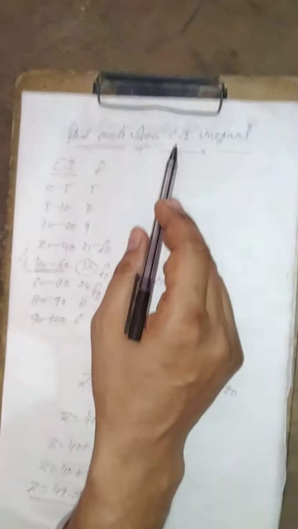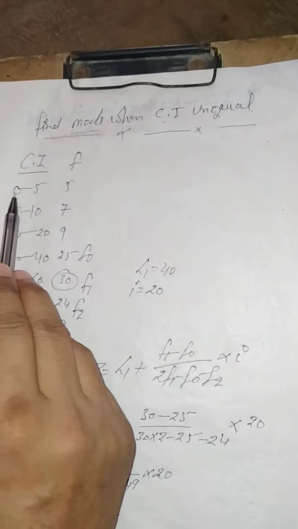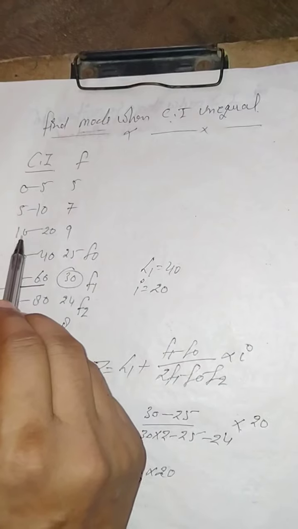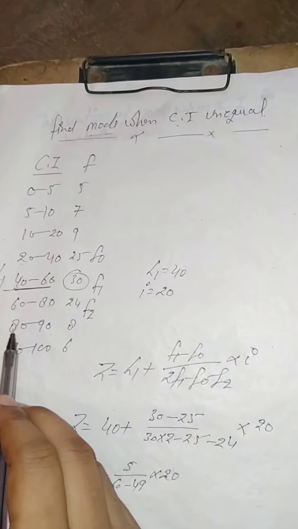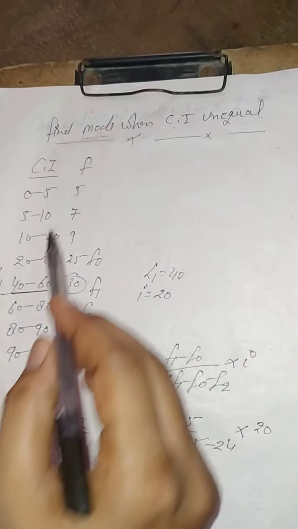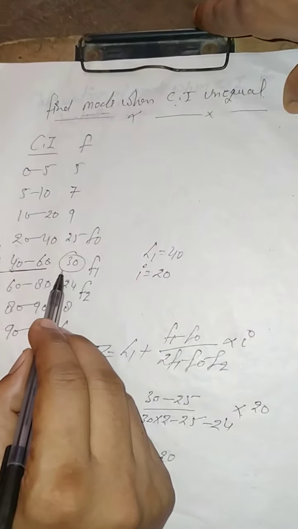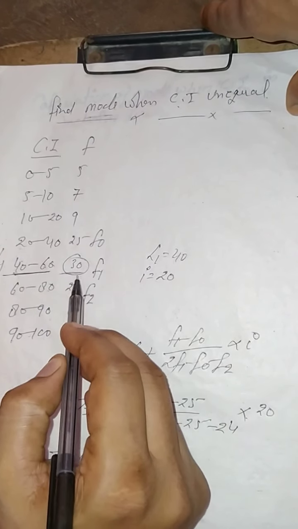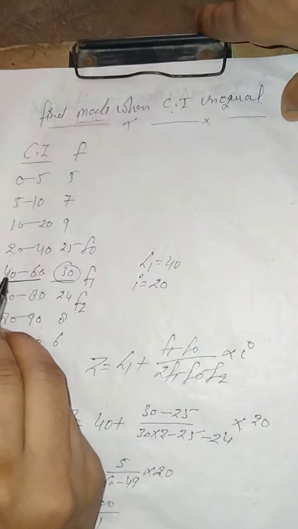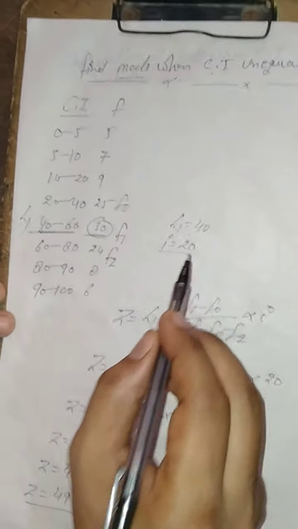When an unequal class interval is given, we will find the mode like this. The class intervals are 0 to 5, 5 to 10, 10 to 20, 20 to 40, 40 to 60, 60 to 80, 80 to 90, 90 to 100, and the frequencies are given. Here the highest frequency is 30, so that is your F1. The portion above shows F0 and the portion below shows F2. That is your L1, the lower limit, and the difference taken between 60 and 40 is 20.